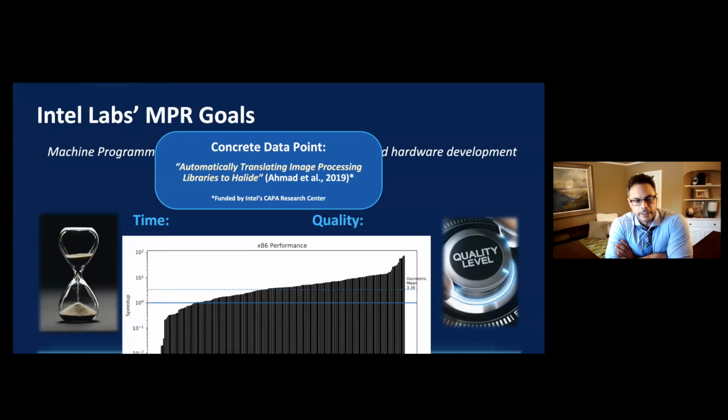So we'll talk a little bit about this example, but what I'm showing you on this slide is work from Maaz Ahmad, Alvin Cheung, Shoaib Kamil, and I think JRK is part of this, Jonathan Ragan-Kelley, on automatically translating image processing libraries to Halide. And what they did here is they built a transpilation system that automatically converted C and C++ code that was in production quality systems to Halide. And then the Halide system did an optimization on it in a stochastic fashion. And they were able to get this geometric mean speedup of 3.3x. My personal view is this is astonishing.